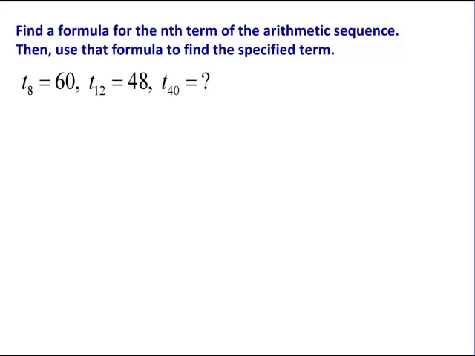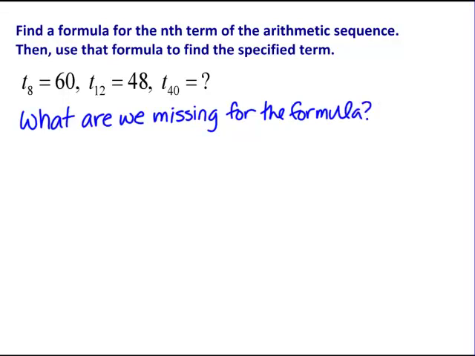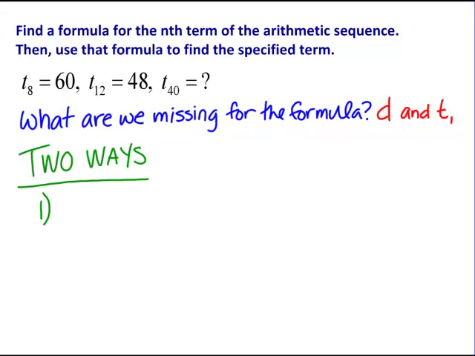The next level of problem is a little more challenging because instead of giving us the entire sequence, they give us just the 8th term and the 12th term, ask us to write a formula for the sequence, and then find the 40th term. So first we need to ask ourselves, what are we missing to write a formula for this sequence? Well, our formula depends on the common difference and the first term. So those are the things we're missing, and there are two ways to find those.